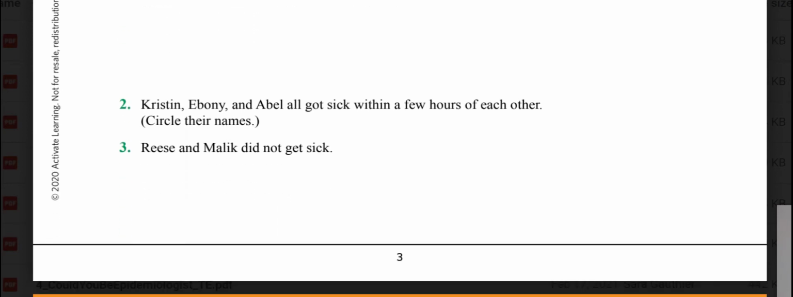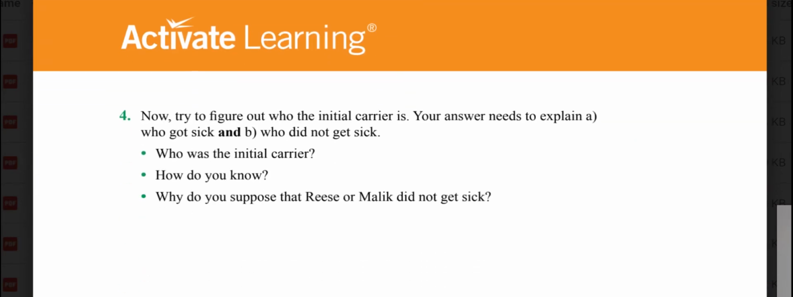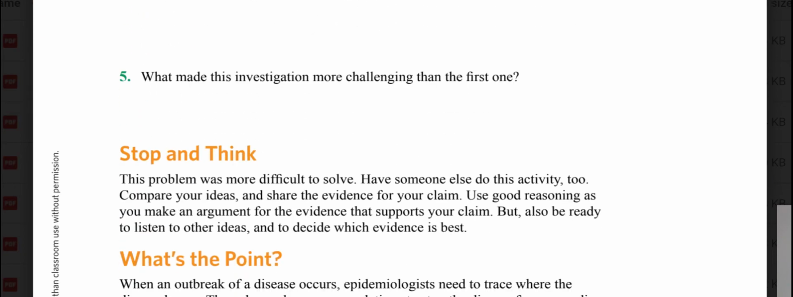Number 2, Kristen, Ebony, and Abel all get sick within a few hours of each other. Circle their names. Number 3, Reese and Malik did not get sick. Number 4, now try and figure out who the initial carrier is. Your answer needs to explain A, who got sick, and B, who did not get sick. Who was the initial carrier? How do you know? Why do you suppose that Reese or Malik did not get sick? Step 5. What made this investigation more challenging than the first one?